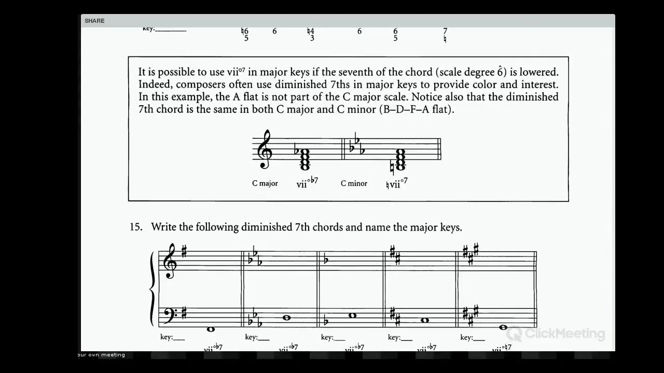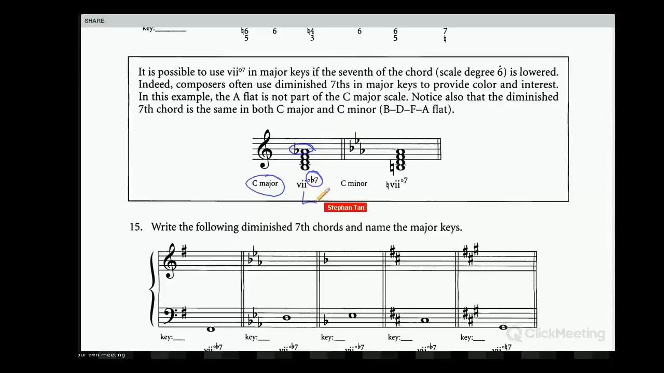Now, it is possible to use the diminished 7 in major keys if the seventh of the chord is lowered. A lot of composers use that diminished seventh chord in major keys to provide color and interest. There's nothing wrong with that. It's good. It makes things more interesting. But you need an accidental. The A flat is not part of the C major scale, so I've got to add that in there, and I've got to indicate it in my chord symbols.